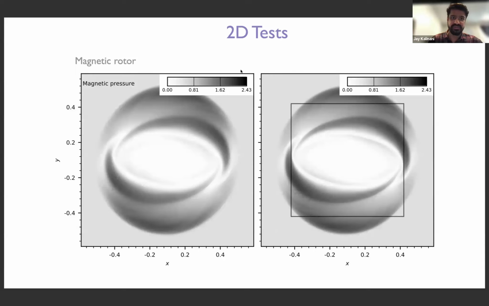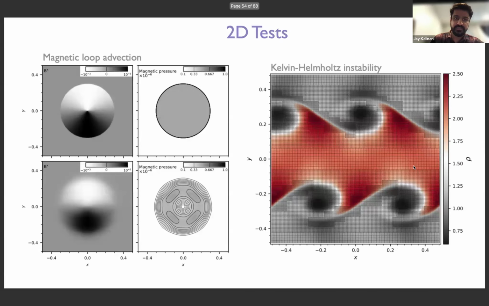We repeated the magnetic rotor test also with refinement, adding AMR, so box in box. And we see that we don't see any problems around the refinement level boundaries in this case. And this is a very stringent test because you have your matter moving with velocities of like 0.9, 0.99 c. So we still don't see any AMR issues, at least for this test.